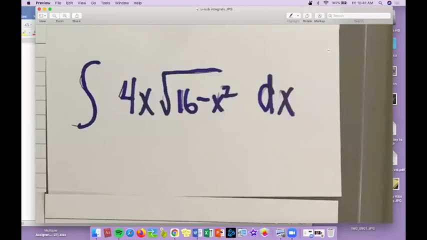So the derivative of 16 minus x squared is negative 2x. I see we've got a 4x sitting there. So let's factor out a 2. Let's factor in a negative 1. So I'm reading this as negative 2 times the quantity 16 minus x squared to the 3/2 over 3/2 plus c.